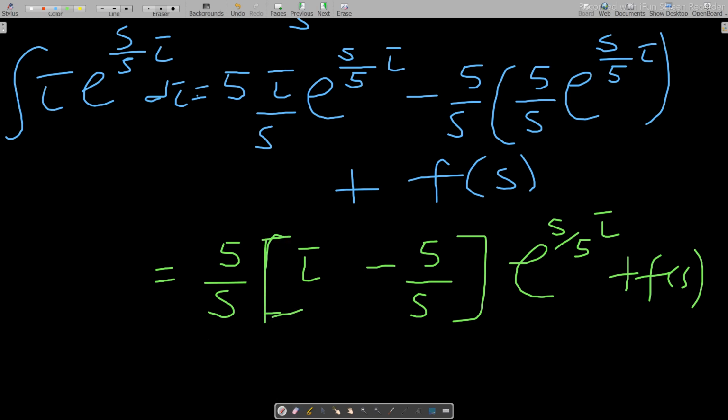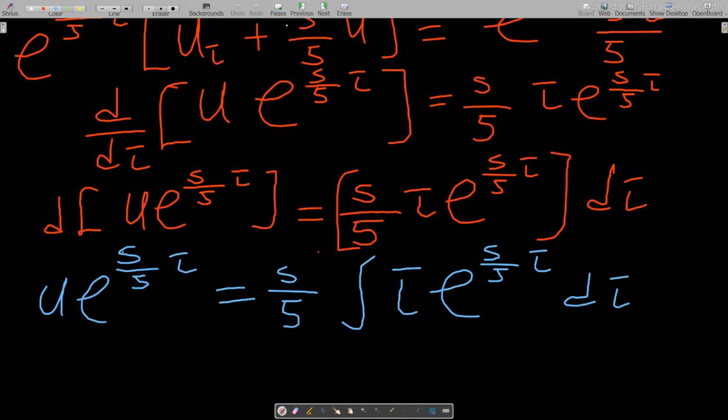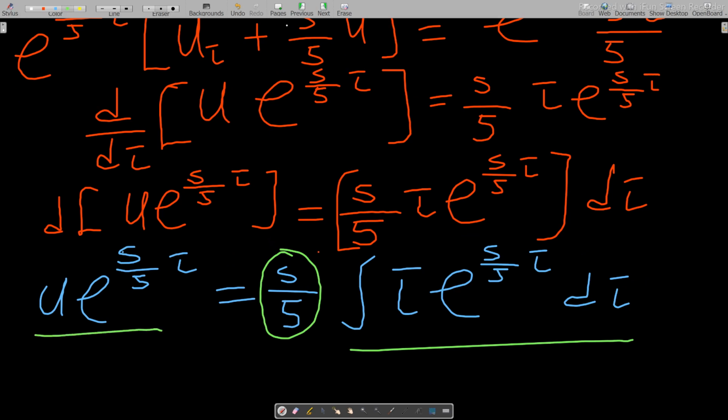Okay, so let's go back to our slide. We're supposed to multiply s over 5 to whatever integral you have here. So we have u e to the power s over 5 tau, which is equal to that. Let's go ahead and input it there.